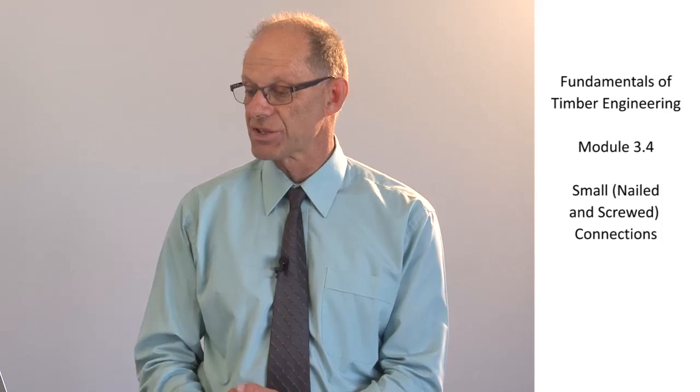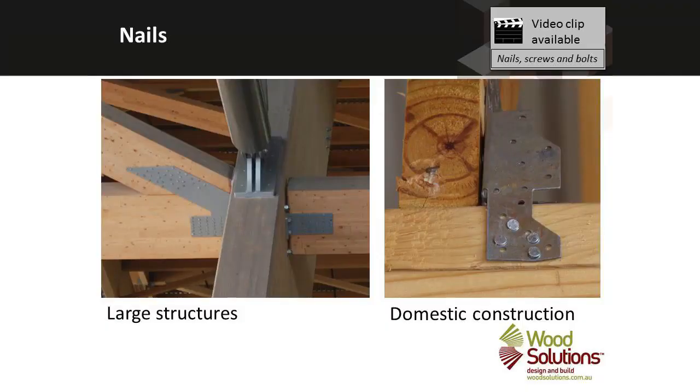So first up, some pictures of nailed and screwed connections. Nails can be used in quite large structures. In order to carry large forces, we need plenty of nails, tens of nails, and in some cases, hundreds of nails. In the left-hand photo is some connections between quite large members using plates that have got about 40 nails on each side of that element. On the right-hand side of this slide, you can see a photograph of a domestic connection where just 4 nails will carry the loads required.